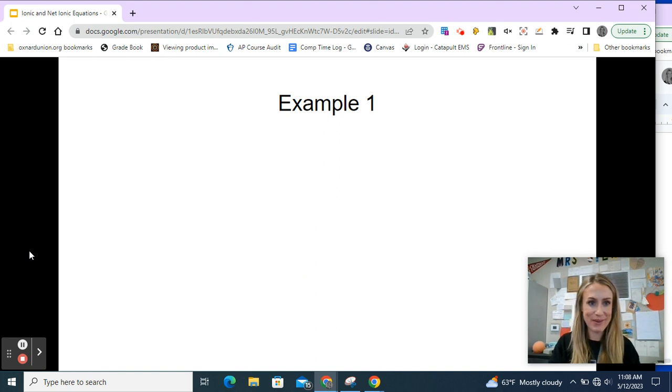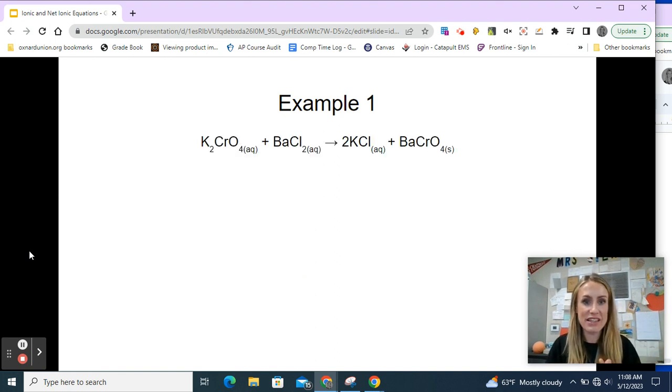So let's do an example. I have this reaction here. I have potassium chromate plus barium chloride, and this is a double replacement reaction. It reacts to form potassium chloride and barium chromate. We can see from the subscripts that the two reactants and the first product are all aqueous substances, but barium chromate is a solid. So there are some ionic substances that are not soluble.